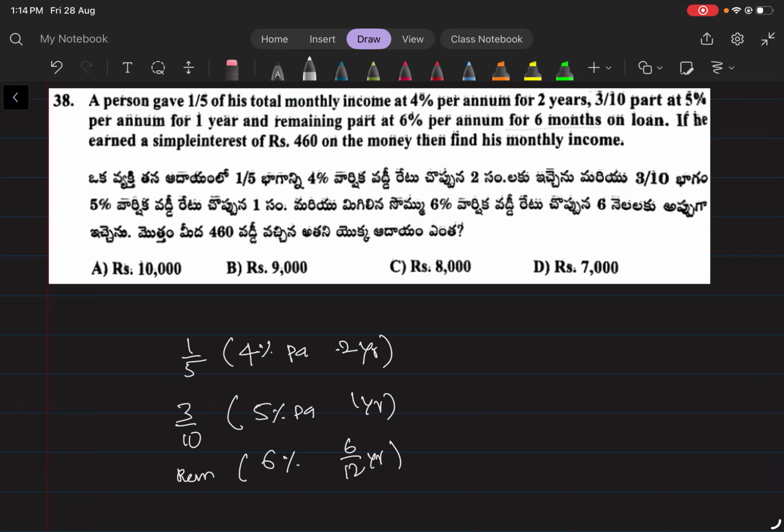So how to do this? First we will make the denominators equal. This is 10, this is 5, so we can make this also 10 by dividing and multiplying with 2, so it becomes 2/10, and this is the 3/10 part. So 5/10 part is gone, so 5/10 part will be remaining.